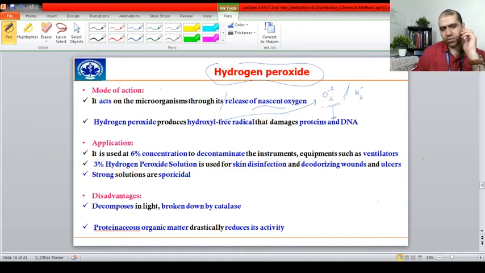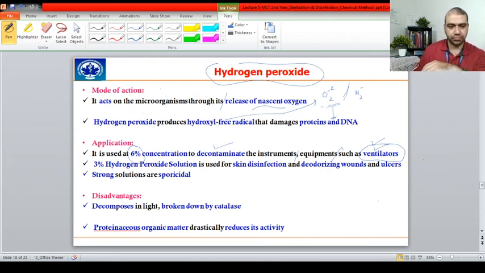So what are the applications of hydrogen peroxide? Again percentage comes: if you use it in 6% concentration, it decontaminates your instruments and your equipment. For example, patients who are in the severe phase of COVID-19 have to be put on ventilators. Before we put them on the ventilators, in order to prevent them from getting infection from other microorganisms, we can use 6% hydrogen peroxide to decontaminate the ventilators before we put the patient on the ventilator. These are the precautions you have to take, because you are the people who have to prepare the theaters.